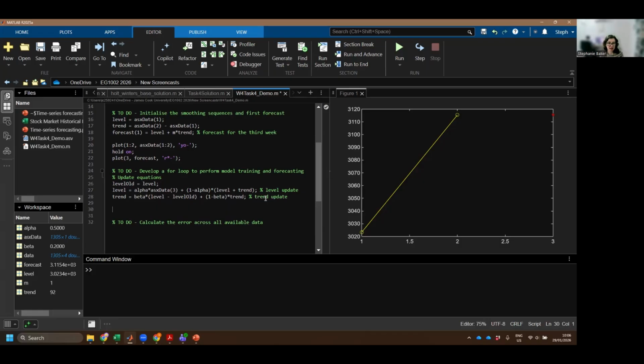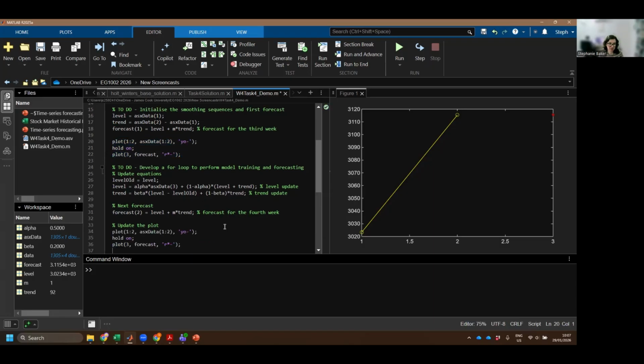And then the next thing we would want to do is actually go through and do our forecast, and then plot it. So we're now forecasting for day 4. So our second forecast value will be for the 4th week. So level plus m times trend. Again, m being 1, you could leave it off. And then we want to update them.